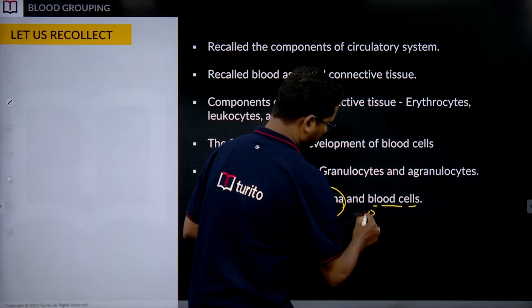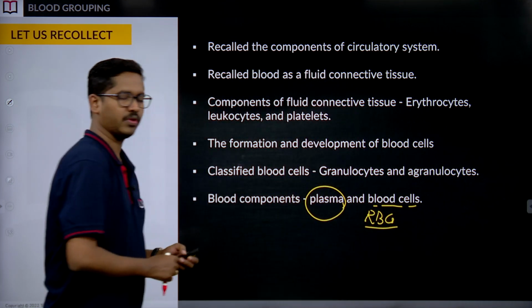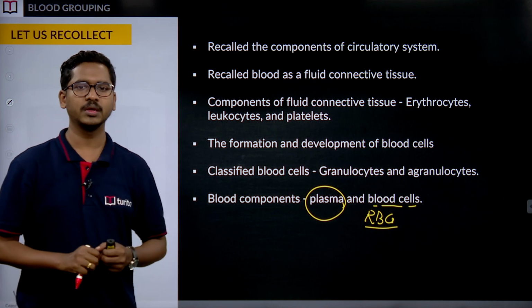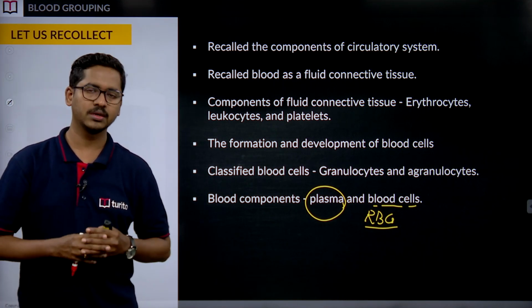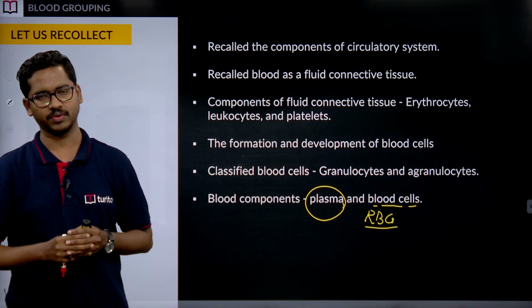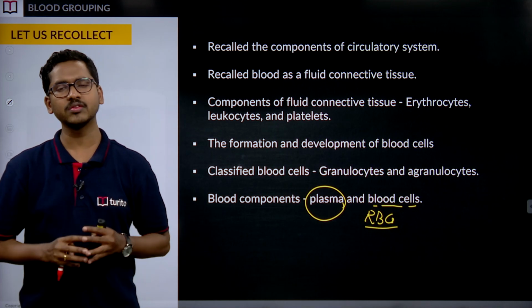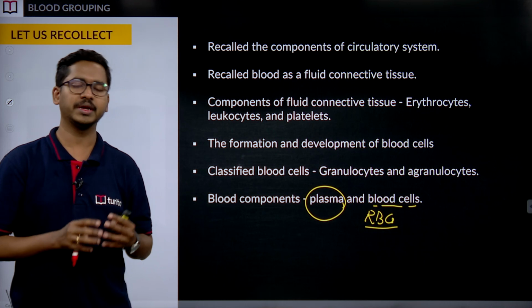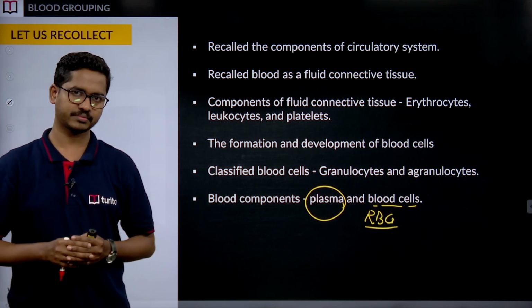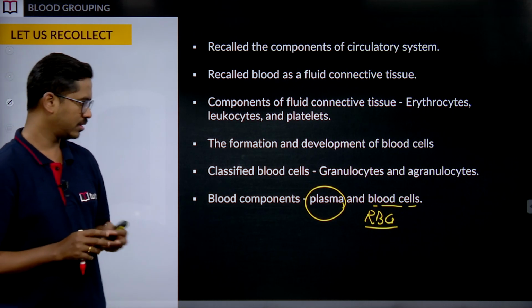So RBCs are the most abundant blood cells in the body, following which we have the platelets. Platelets would be the second most abundant blood components we get to see. After that we see the WBCs, they are the least abundant among the blood cells. Now that is what we have seen.